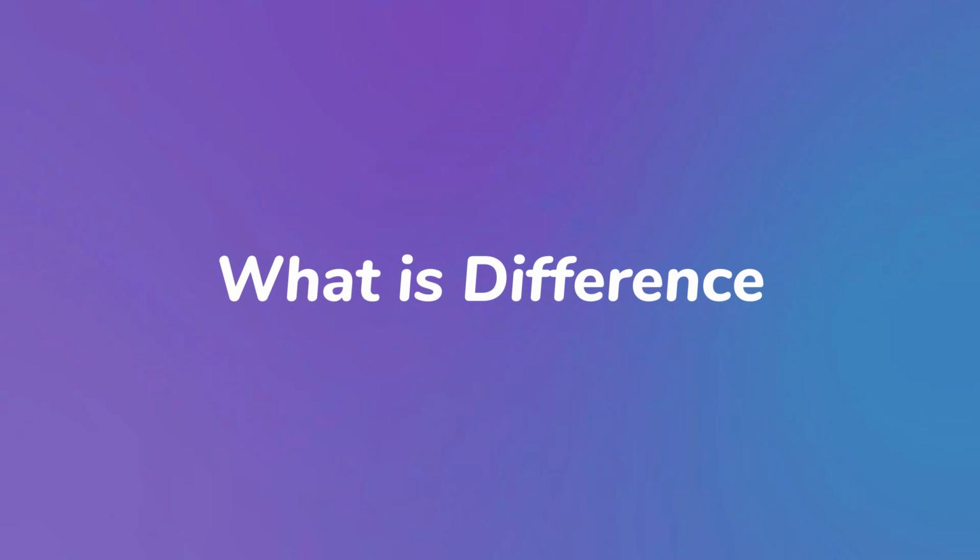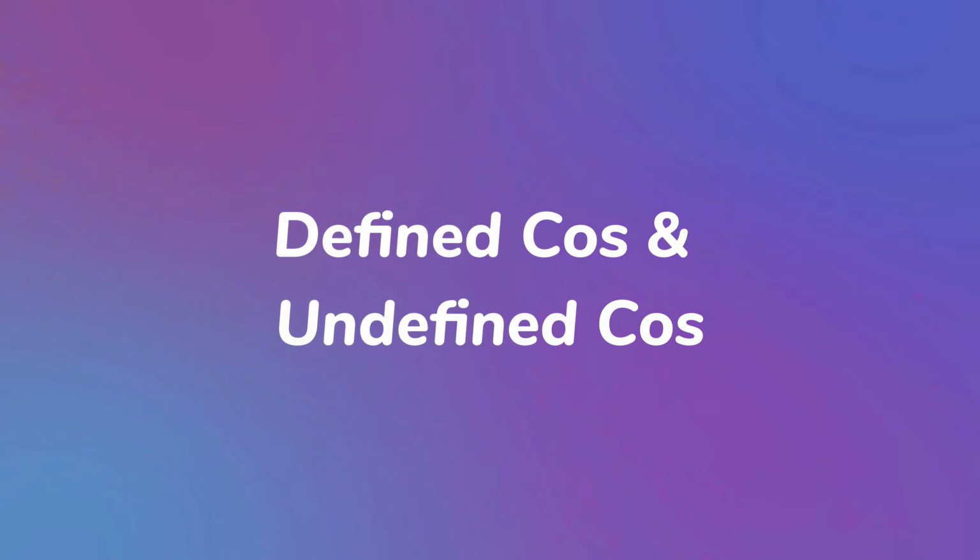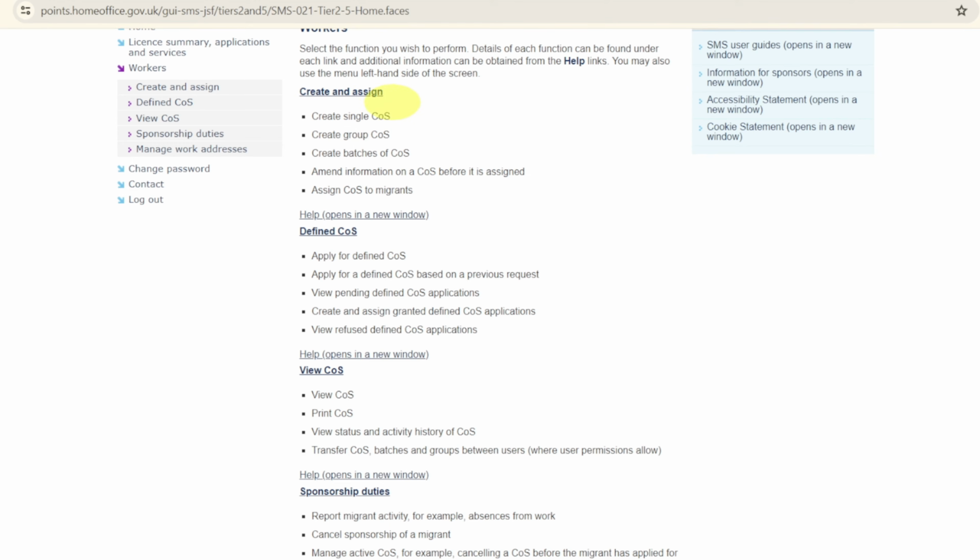Now, what is the difference between defined COS and undefined COS? So this is undefined COS. Create a single COS means undefined COS. It is for anyone within the UK who wants to switch to a skilled worker visa. For example, if you have a graduate who is already on a graduate visa and wants to switch to a skilled worker visa, then you use this option. But if anyone is outside the UK, then you will apply for defined COS.